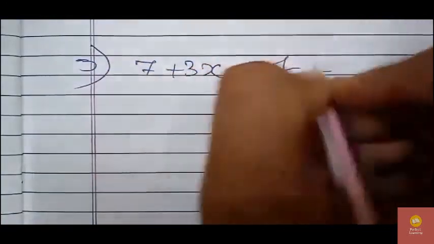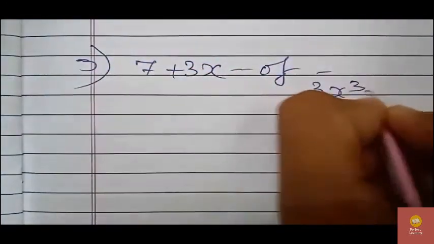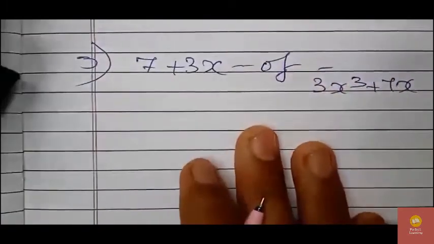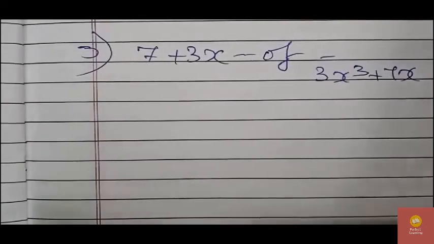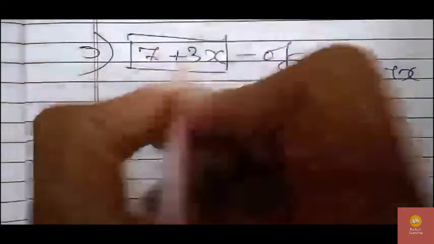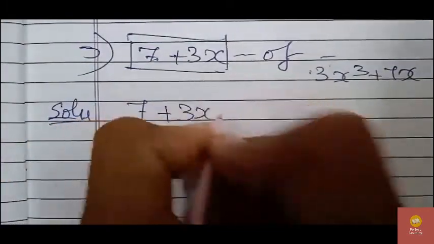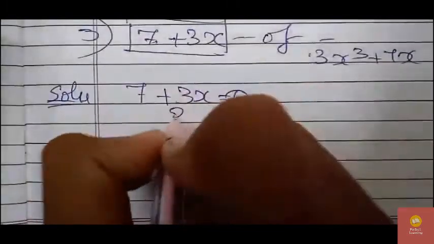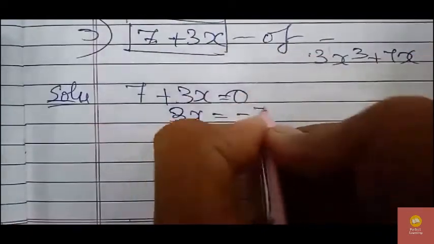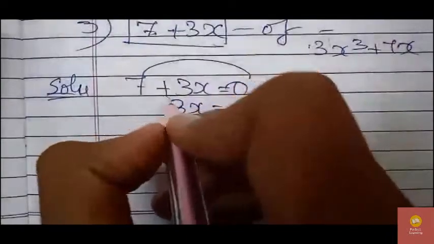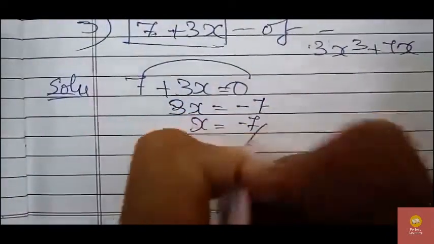The third problem is, we have to find whether 7 plus 3x is a factor of 3x cube plus 7x. Okay, this is the third question. Solution: we have to find whether this is a factor of this equation or not. So 7 plus 3x is equal to 0, and 3x is equal to minus 7. Next step, x is equal to minus 7 by 3.